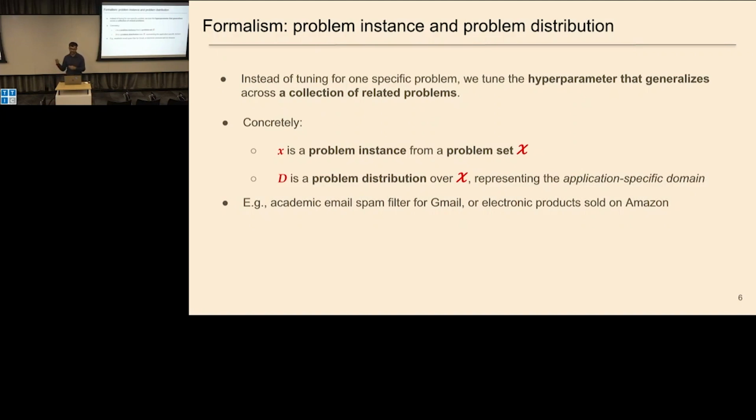Examples of application-specific domains could be, say, an email spam filter for Gmail, which is an example of a classification problem. Or maybe you have some product features and you're trying to predict how well they will sell. If you're on Amazon, you're trying to decide which electronic products to advertise. It's kind of a regression problem, where you use features to predict their value. Our result in this work will apply to both classification and regression problems. But these are examples of concrete domains which you can think of while trying to understand our model.